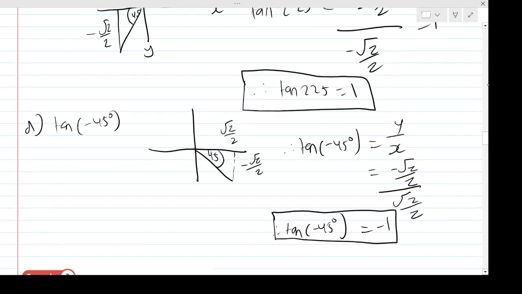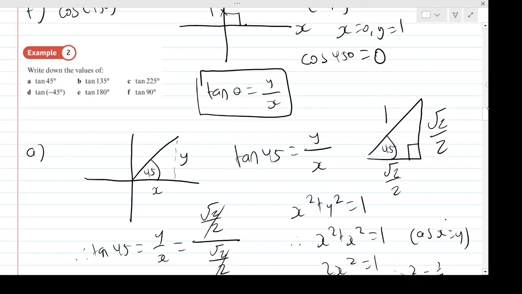Oh, I need more room. Okay, I don't need to use my workings now. Let me make more room then if I rub this out.